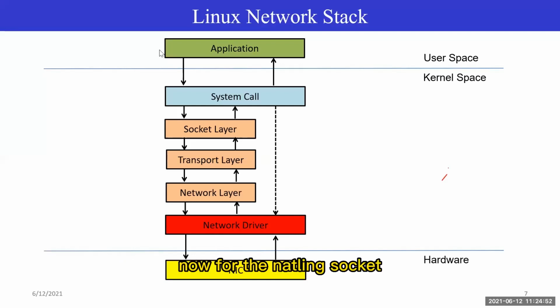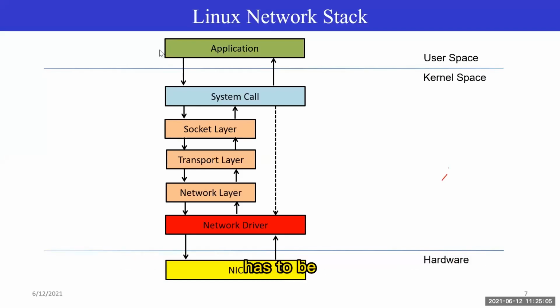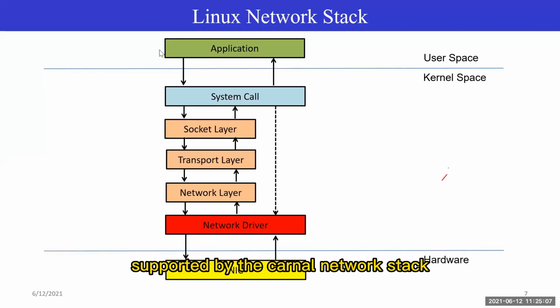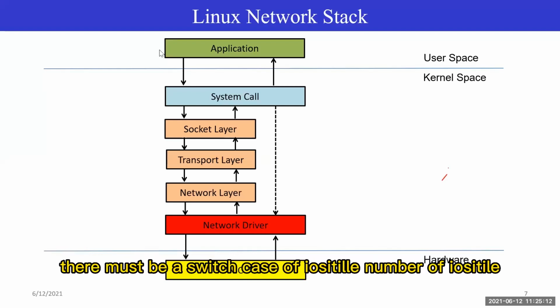Now, for the Netlink socket, this is a bit different. There must be some module. So again, going back to IOCTL, that means this IOCTL number has to be supported by the kernel network stack.